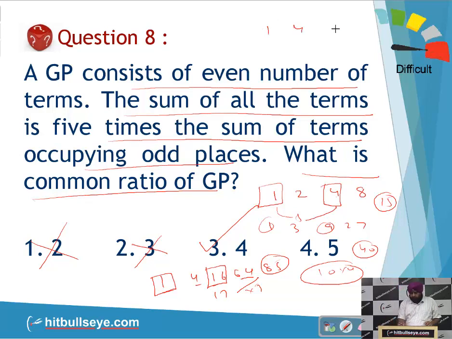So the sum of all the terms is 5 and the sum of the terms occupying odd places is 1. So 1 into 5 is 5. This is the answer. Hence, very simple. Compare it with the X-ray solution. So you can see the fan solution can help you escape the examiner's trap.